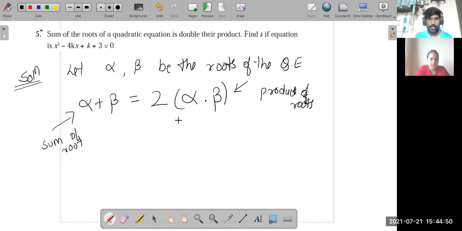I'll keep this as equation 1 and keep it separate now. Write down the quadratic equation that is given to you. X square minus 4kx plus k plus 3 is equal to 0. This is the quadratic equation given to you.